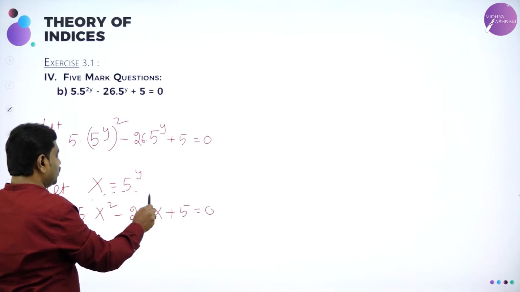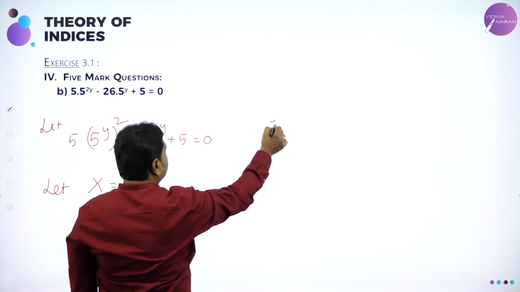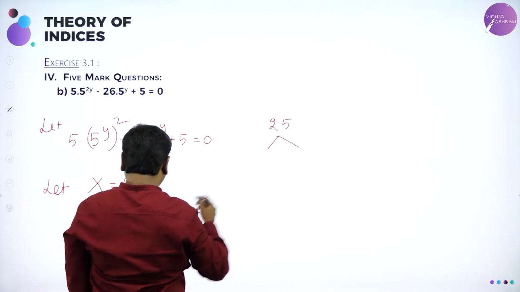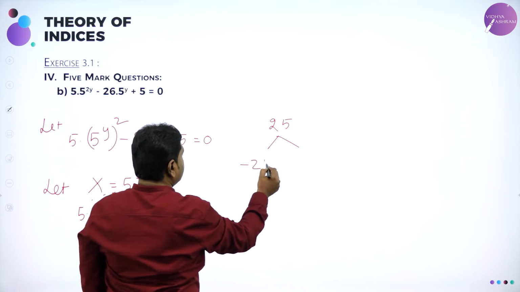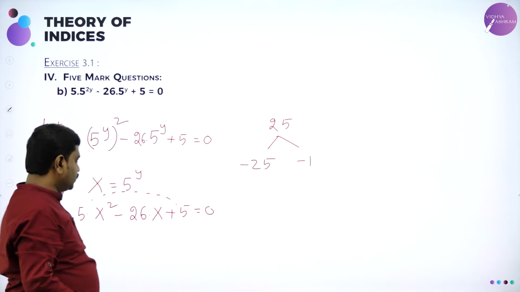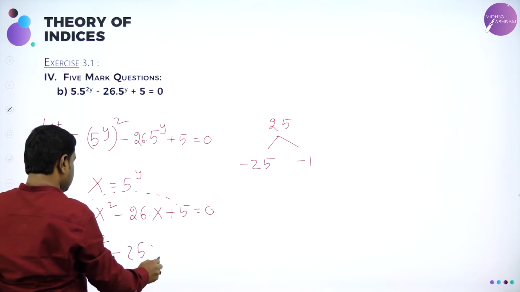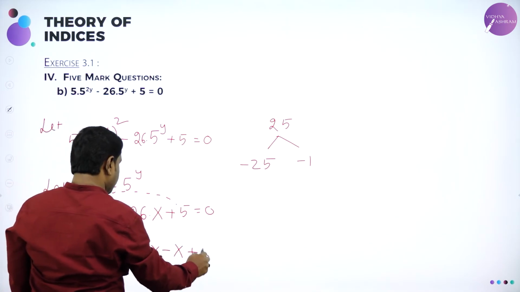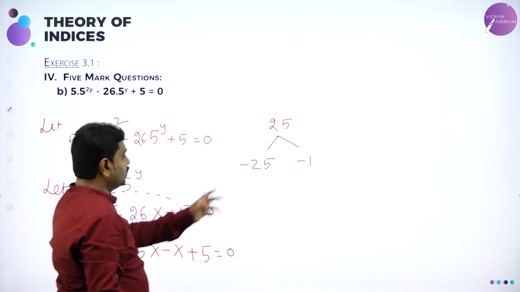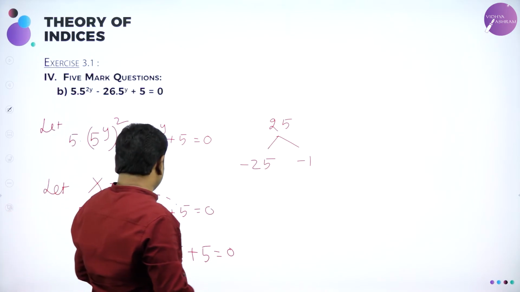Now middle term factorization. For that, what you should do, you should multiply these two. What is that? 5 5s are 25. What are the factors for 25 that gives you minus 26? Minus 25 and minus 1. So I can write this as 5x square minus 25x minus x plus 5. If I multiply, I'll get plus 25. If I add, I'll get minus 26.